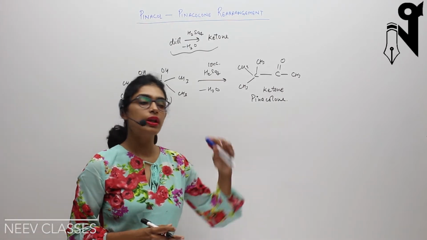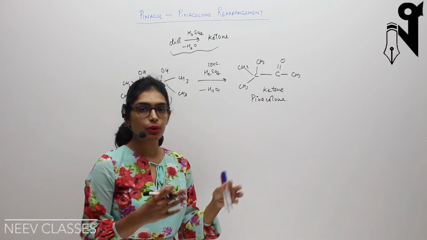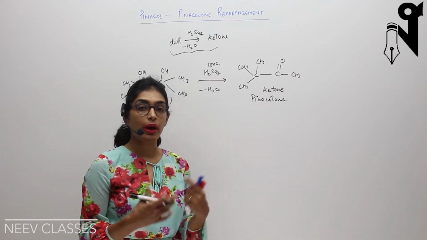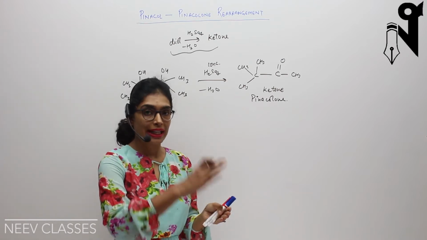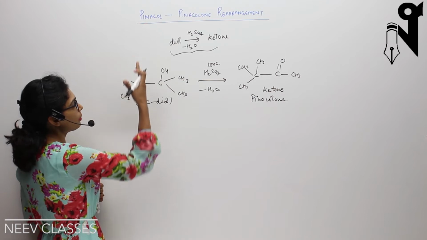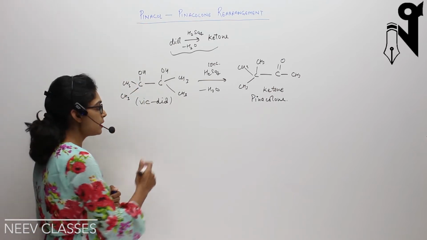Before I start the Pinacolone rearrangement, I'll explain how Pinacol forms first, so that if you get a starting material in any reaction and they give you the conditions of preparation of Pinacol, you should be able to identify and form the Pinacol and then do the rearrangement. So how does the Pinacol formation happen?